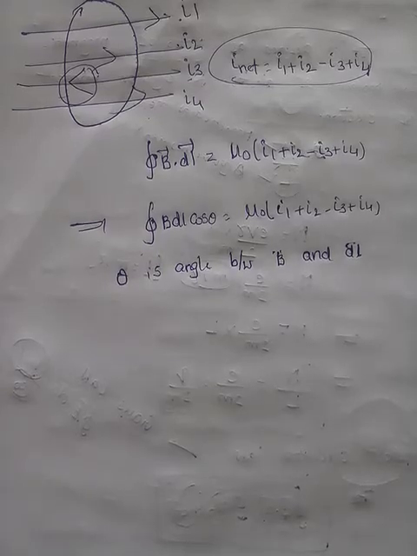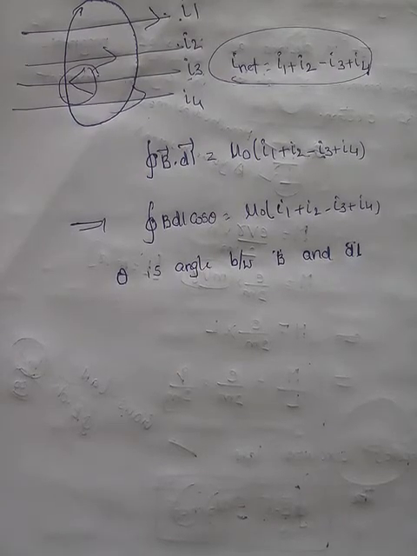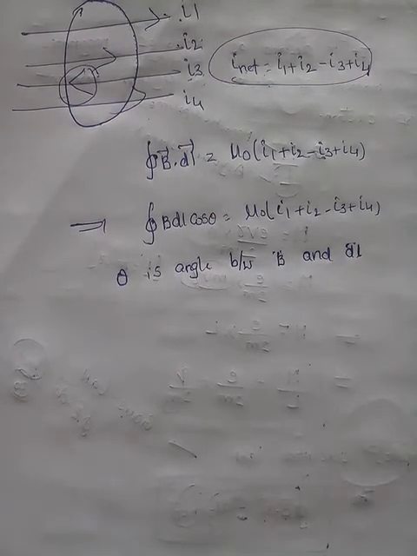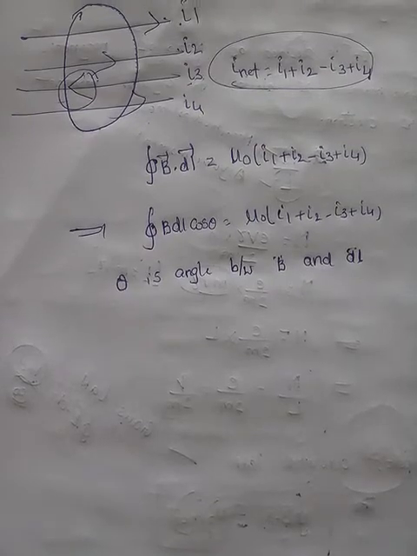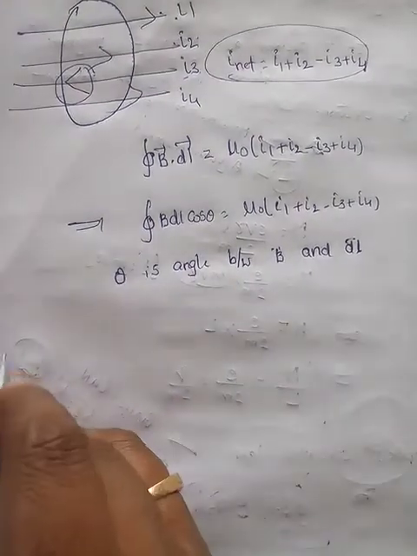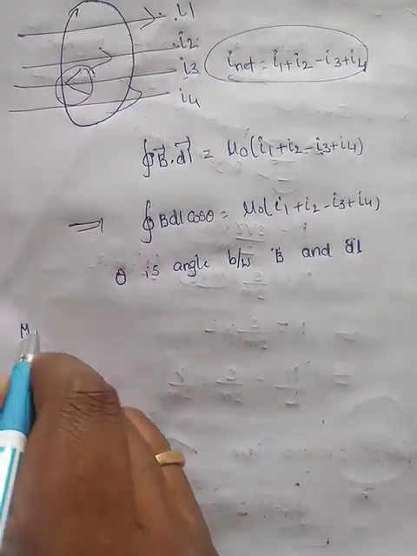Good morning, students. In the last class we discussed Ampere's Circuital Law. What is Ampere's Circuital Law? The line integral of magnetic field over a closed loop is equal to mu naught times the net current flowing through the closed surface. Now I am going to derive the expression for magnetic field strength due to a straight current carrying wire. This question is very important for 3 marks.